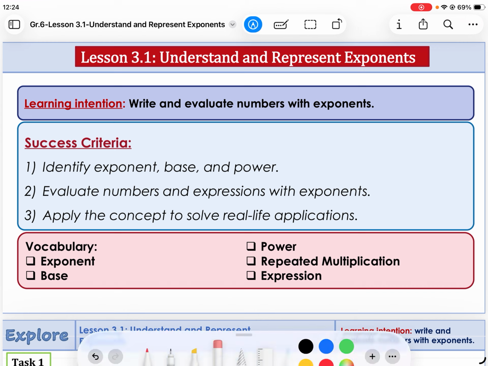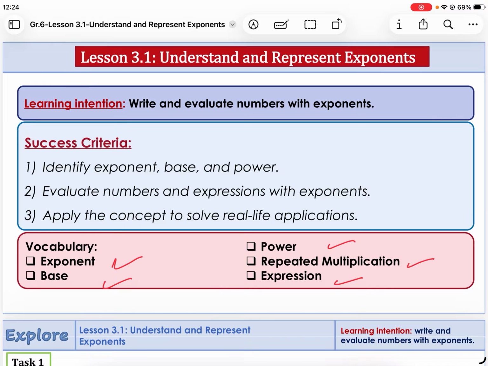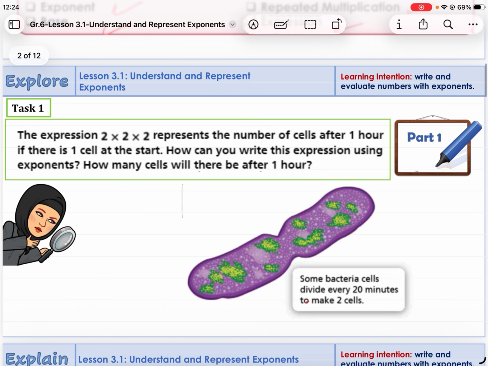The vocab words that you should focus on: exponent, base, power, repeated multiplication, and expression. So let's start with our first example. This lesson is divided into two parts. Part one, where we evaluate numbers with exponents, and part two, where we evaluate expressions with exponents.